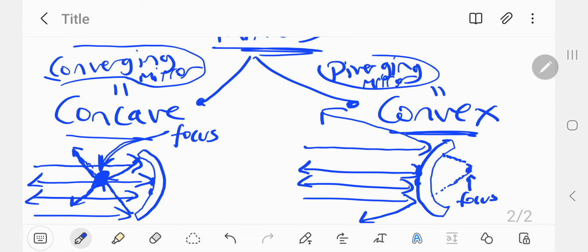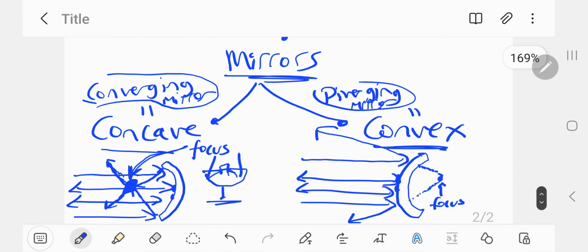So converging mirrors are useful in things like torches and laser pointers. Concave mirrors are even useful in satellite dishes because they're shaped like this, and a satellite dish will typically take in the radio waves. Remember, radio waves are a form of light, electromagnetic waves, and they'll focus them onto a point. Convex mirrors are typically used as magnifying glasses, okay, because they want to make the image bigger.